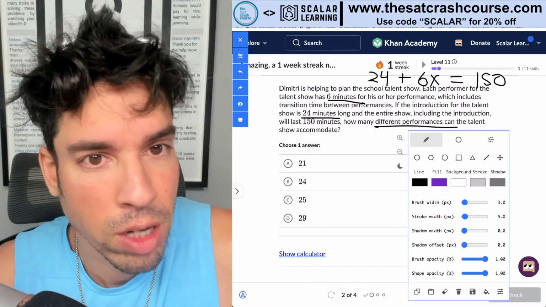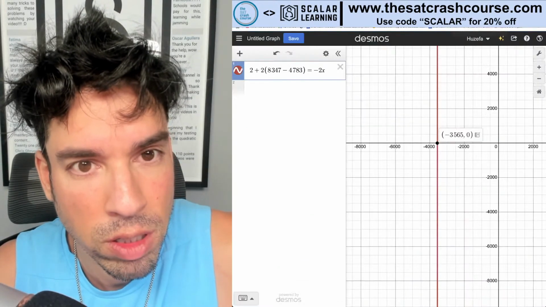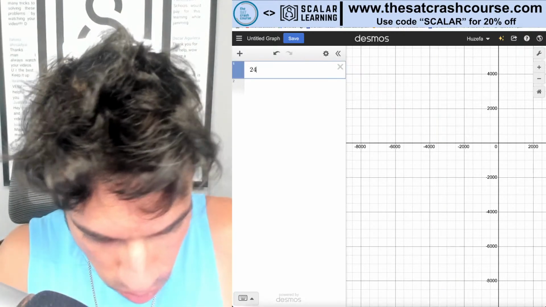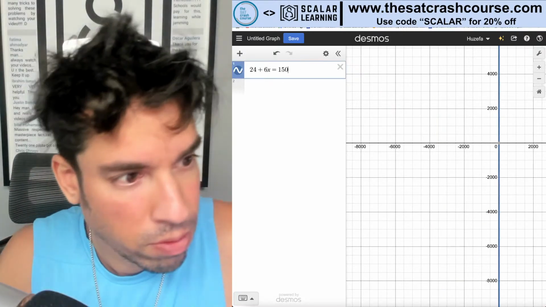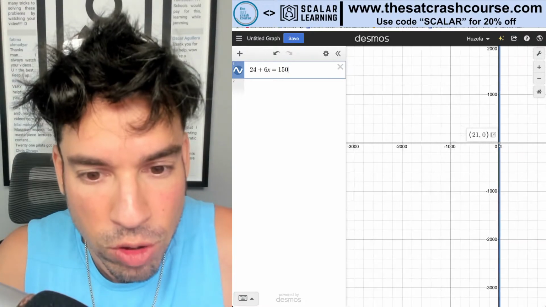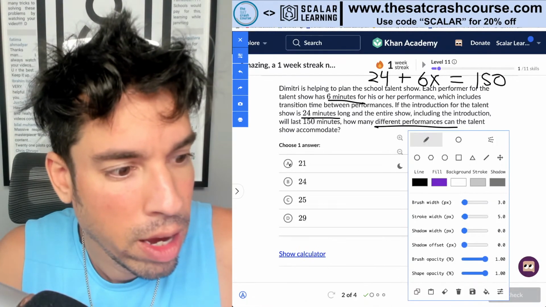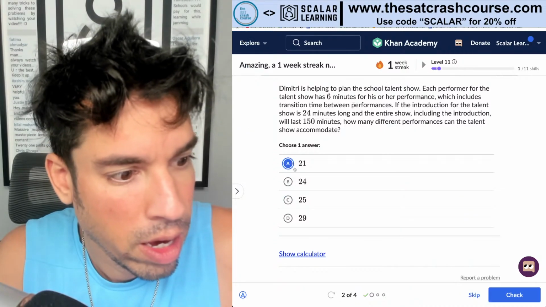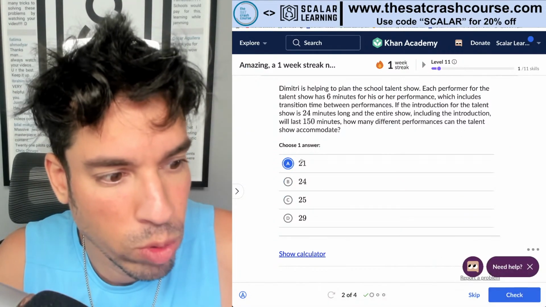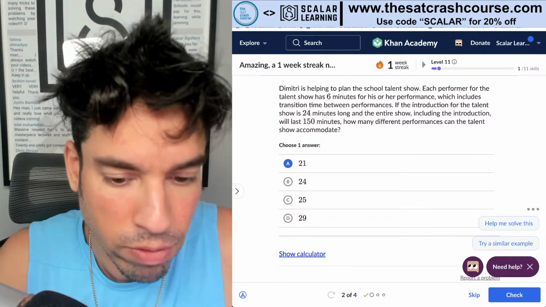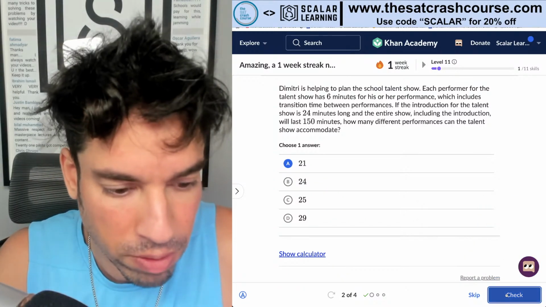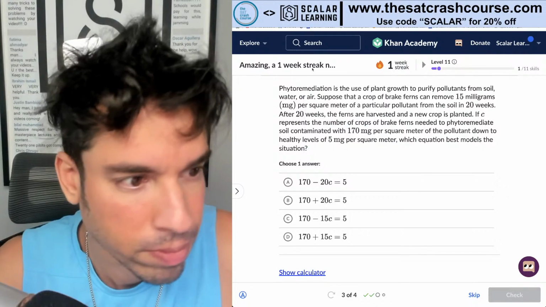I'm going to use Desmos on this one just for fun. So 24 plus 6x equals 150. Oops, we should zoom in, but there's my answer. 21 is the winner. A, boom, done. But let's double check mentally. 6 times 21 is 126. Plus 24 is 150. That's how we do it. Okay, next.